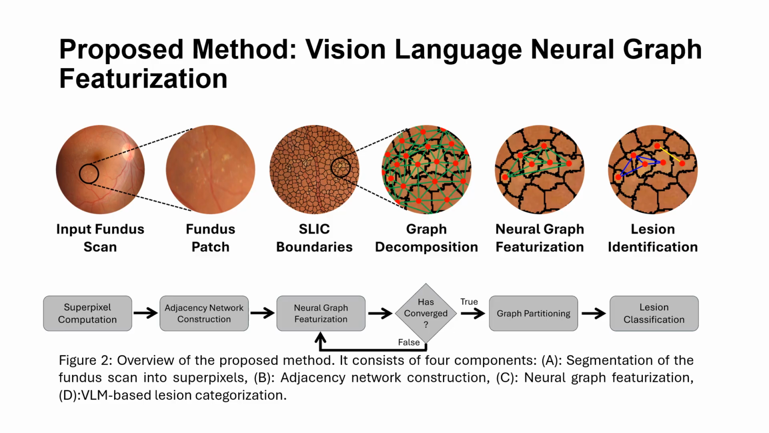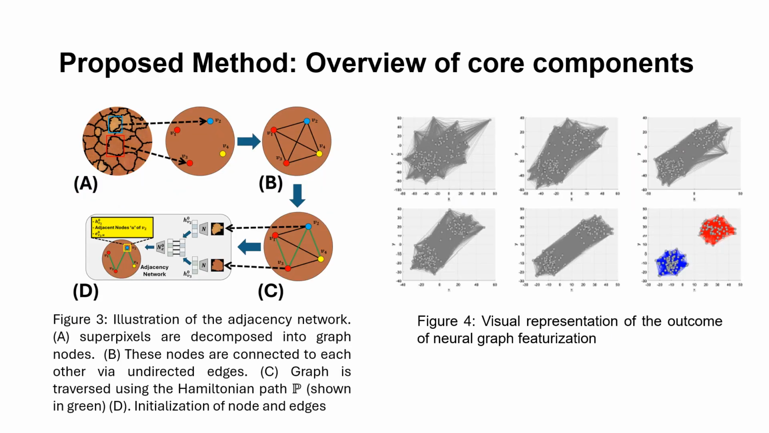Our adjacency network is constructed by decomposing these superpixels into an undirected graph. The neural graph featurization is then applied to iteratively update the features of the nodes and edges. A normalized cut is performed once the convergence is achieved, and it results in two separate clusters of lesion and healthy pixels. These differences are shown by yellow and blue color in the figure. Once we achieve the clusters, they are categorized into different lesion classes using a vision language model. The detailed overview of each component is discussed here.